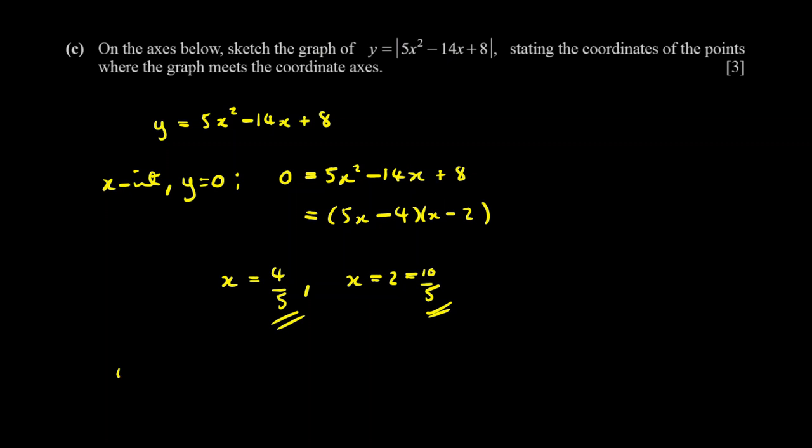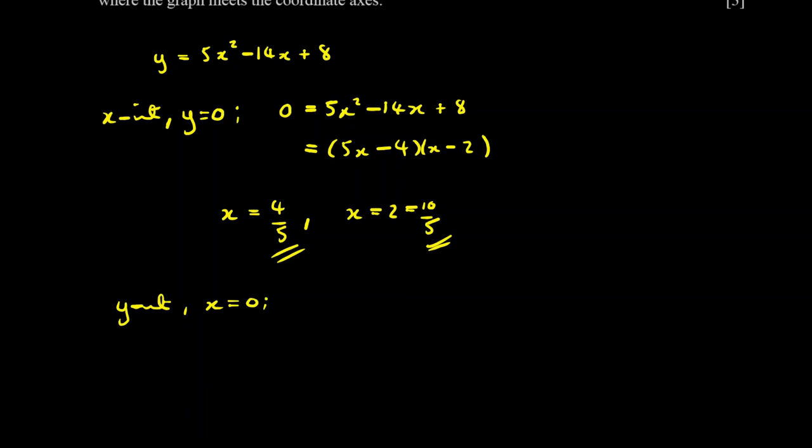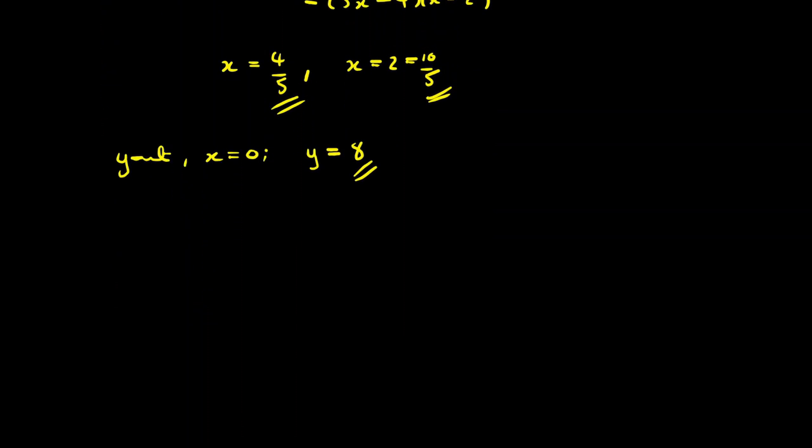Where is our y-intercept? Well, the y-intercept is when x is equal to 0, and that should be fairly straightforward. That's where y is equal to 8. Okay, now we've probably got enough information, I think, to sketch this now.